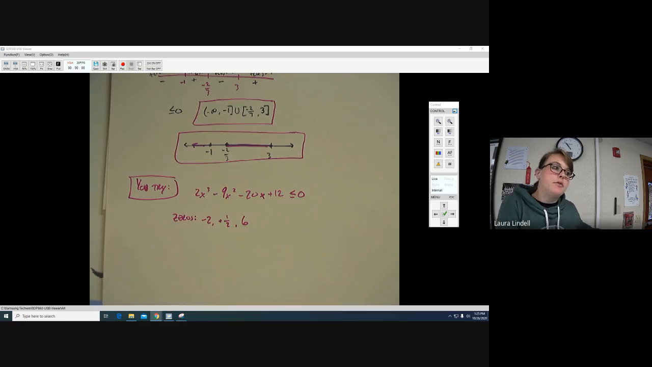If you got -2, 1/2, and 6 for your zeros, you're on the right track. If you're looking to check your work, those would be the zeros that we find either by graphing or by guessing and dividing.